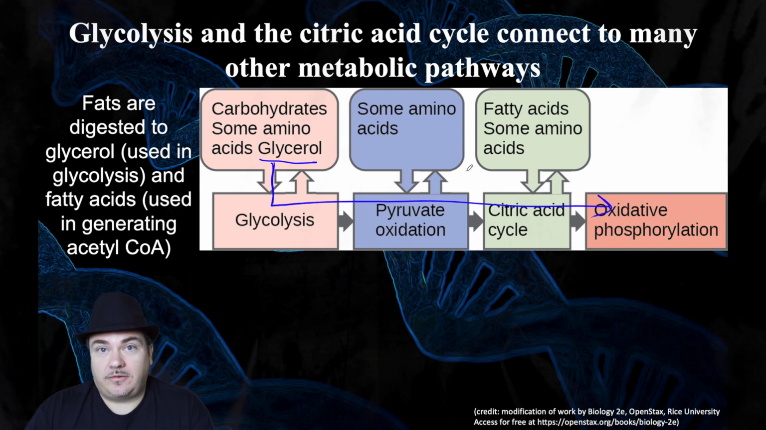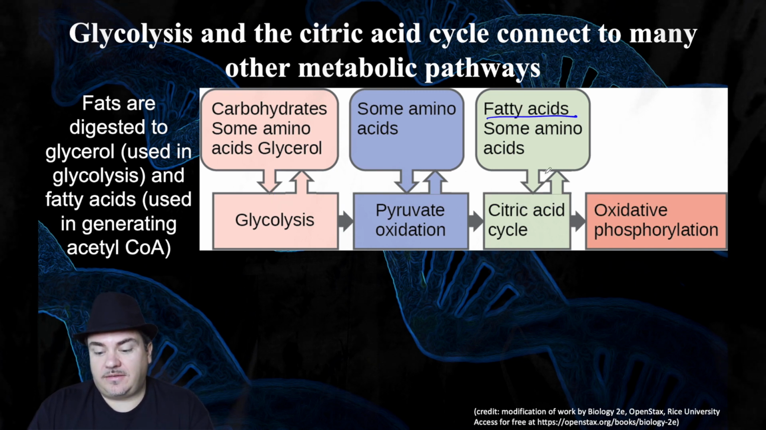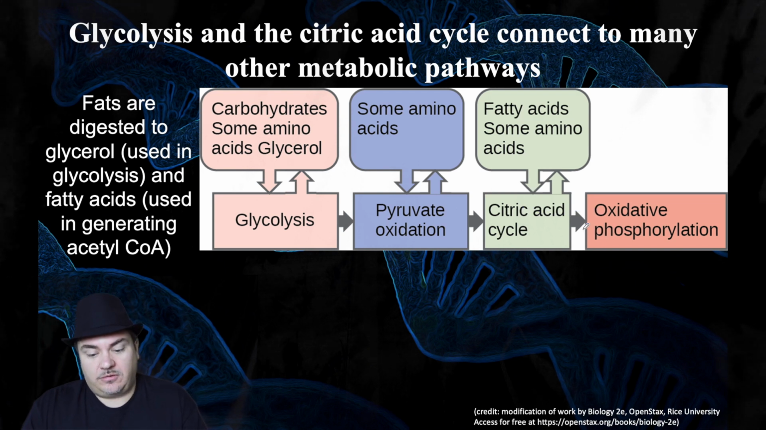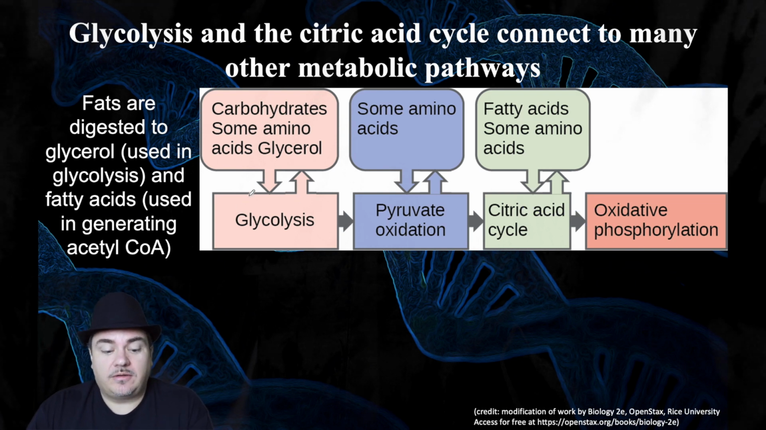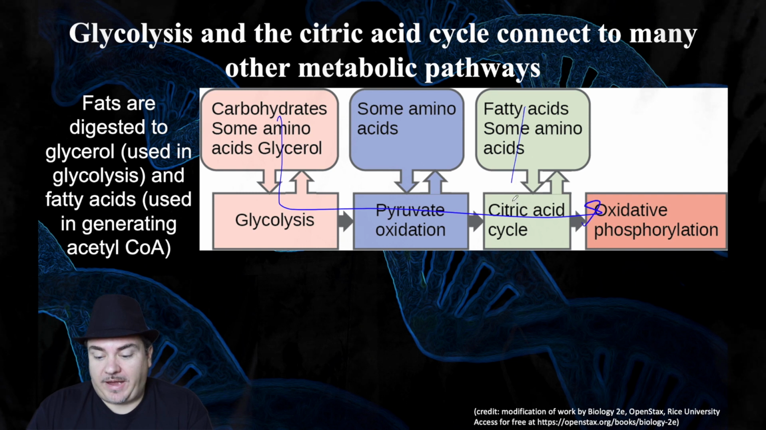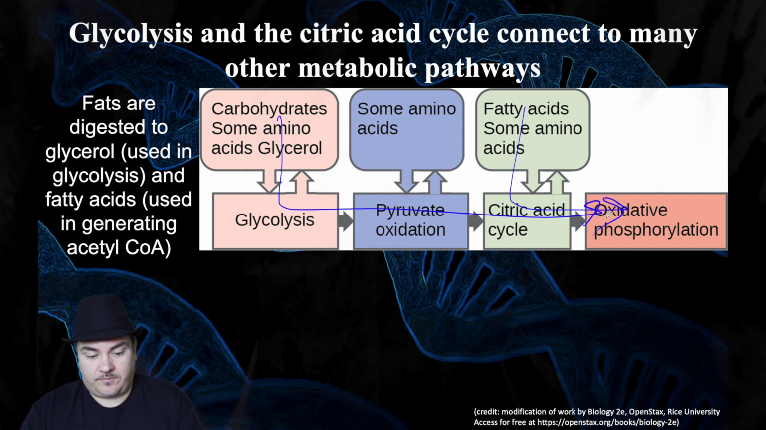The other part of the triglyceride or fat molecule is fatty acids. So you can take those fatty acids and turn them into acetyl-CoA to enter them into the citric acid cycle, and then use that to make ATP. So you don't actually have to start with glucose or carbs. You could eat a meal that contains fat and then use this pathway to make ATP.